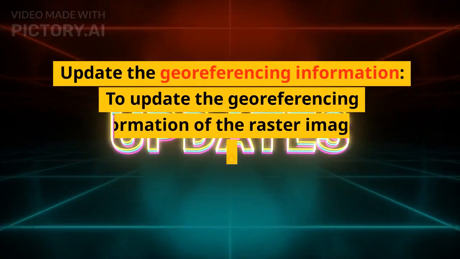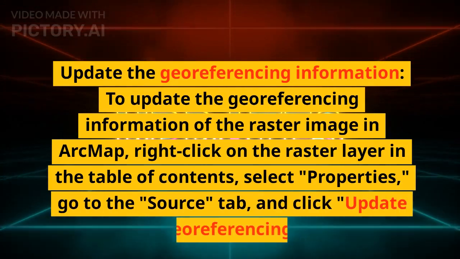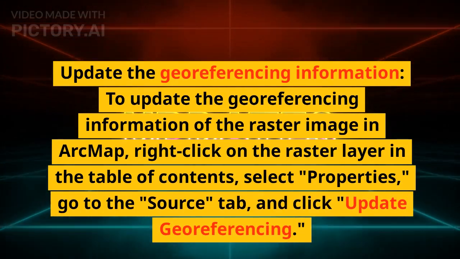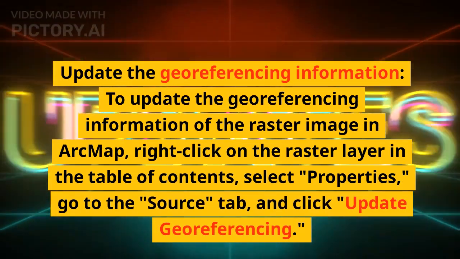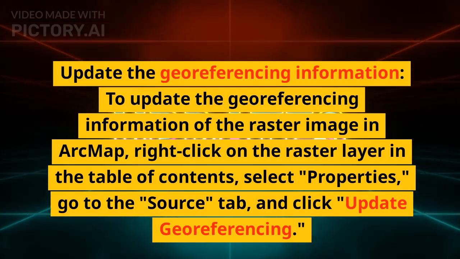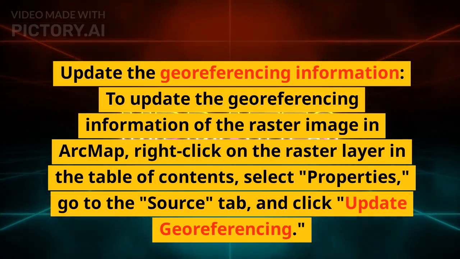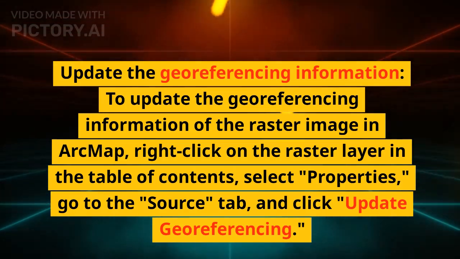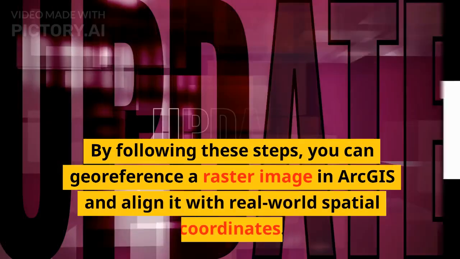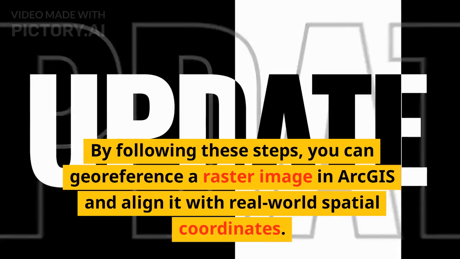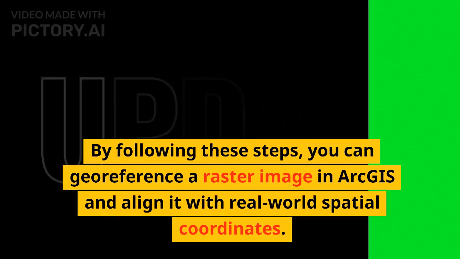Update the georeferencing information. To update the georeferencing information of the raster image in ArcMap, right-click on the raster layer in the table of contents, select Properties, go to the Source tab, and click Update Georeferencing. By following these steps, you can georeference a raster image in ArcGIS and align it with real-world spatial coordinates.